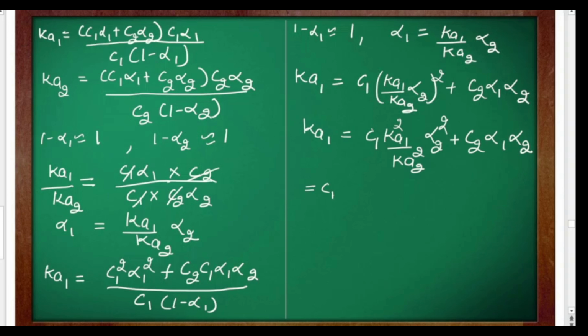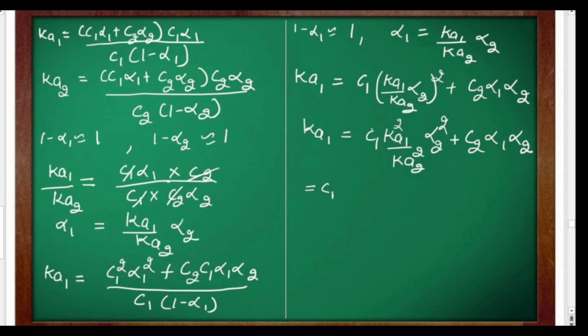For a mixture of weak acids, alpha 1 can be directly calculated using Ka1 divided by square root of C1 Ka1 plus C2 Ka2. Alpha 2 can be directly calculated using Ka2 divided by square root of C1 Ka1 plus C2 Ka2. Now we can find the acetate ion and cyanide ion concentrations. Acetate ion concentration is equal to C1 alpha 1. On solving, acetate ion concentration is 4.25 multiplied by 10 raised to power minus 3.